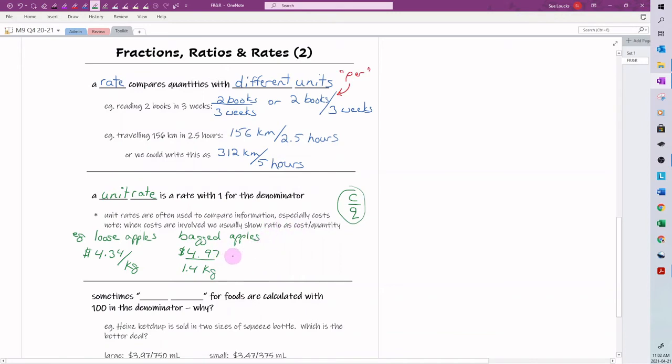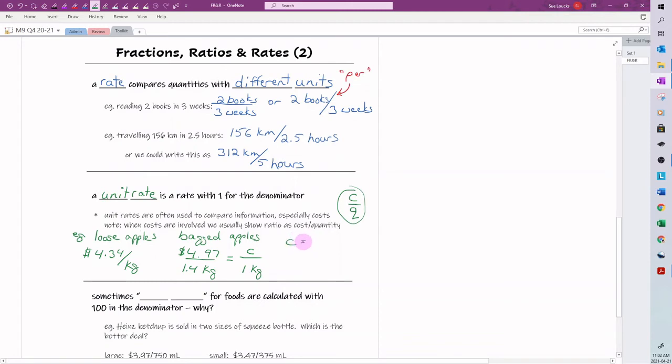And I need to make a proportion, which I'm hoping you've at least seen before, but if not, I'll explain it here. And what I want to know is, what is the cost for 1 kilogram of apples if I buy it by the bag? And the way I solve this is I'm going to cross multiply and divide. You won't have to do this. Yes, you will in the practice.